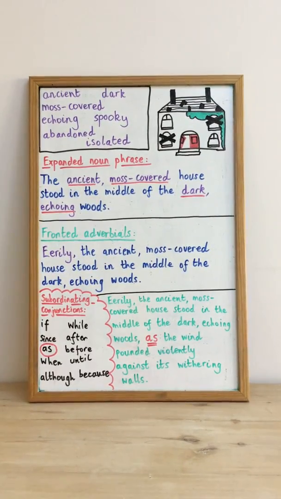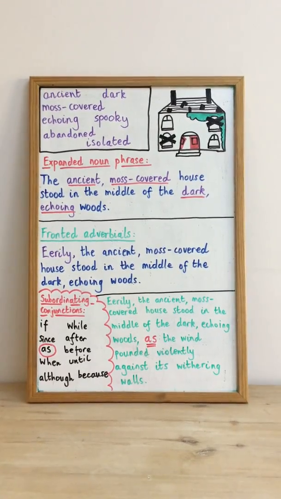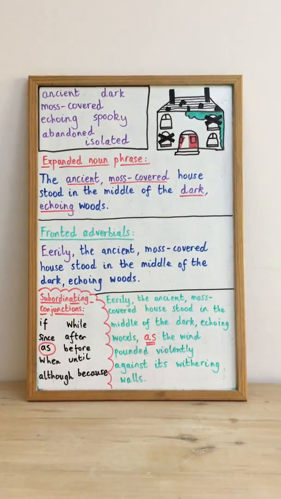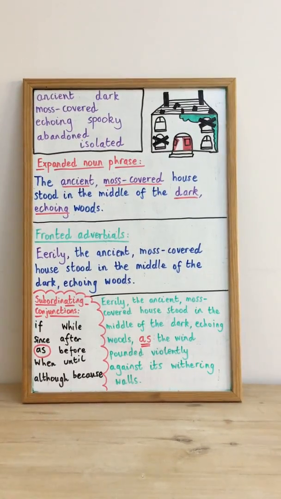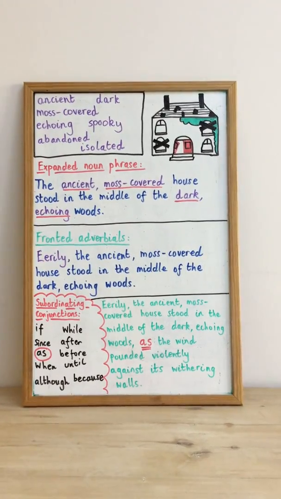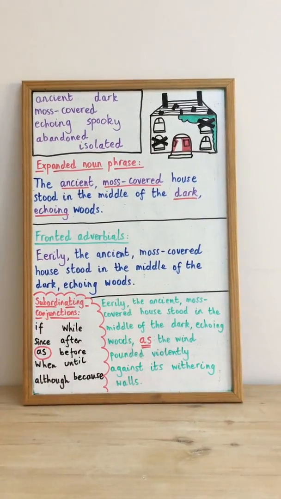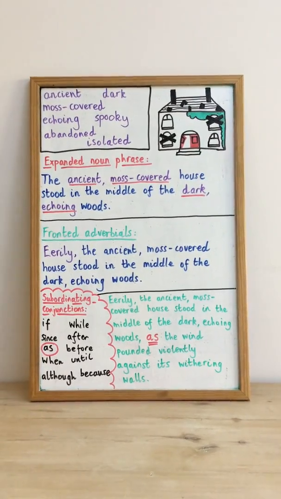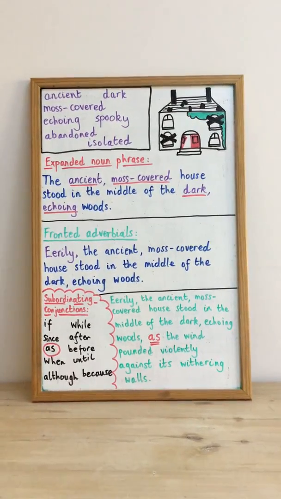The first thing that I've done is to try and brainstorm some really good adjectives to describe this haunted house. So you can see I've chosen the words ancient, dark, moss-covered, echoing, spooky, abandoned, and isolated. Now, the first thing I'm going to try and do is to write about this haunted house using an expanded noun phrase. So, an expanded noun phrase is a phrase made up of a noun and at least one adjective to describe that noun.